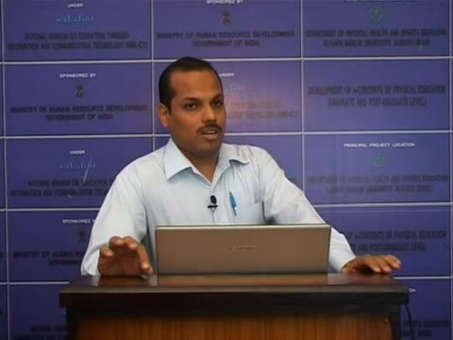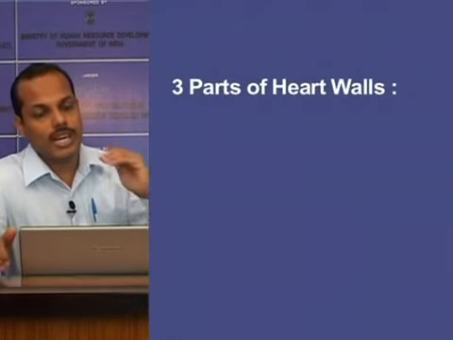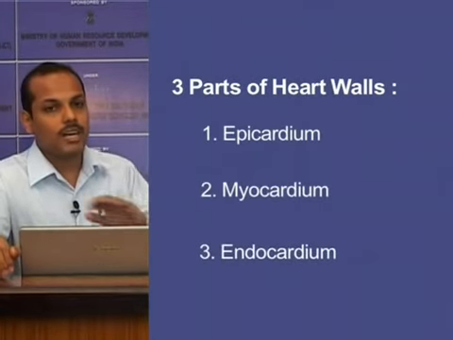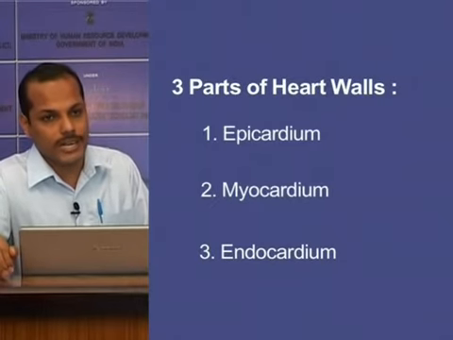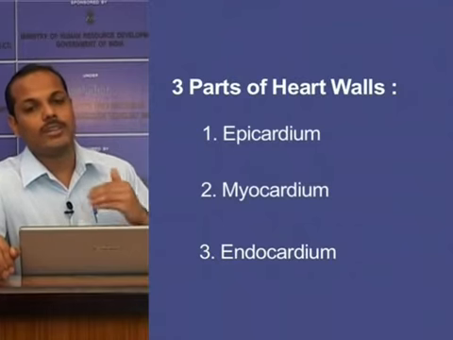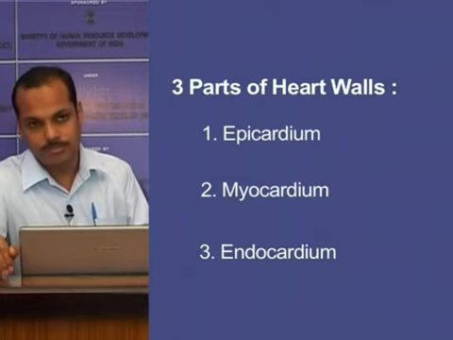Now, regarding the heart wall, it can be divided into three layers: an epicardium, a myocardium, and an endocardium. Epicardium is the most superficial or outer layer. Myocardium is the middle layer, where mainly muscles are situated, and the endocardium is the innermost layer of the heart. Epicardium is the visceral pericardium which covers the heart. The second layer is the myocardium, the muscular wall of the heart. Here the muscles are called cardiac muscle.